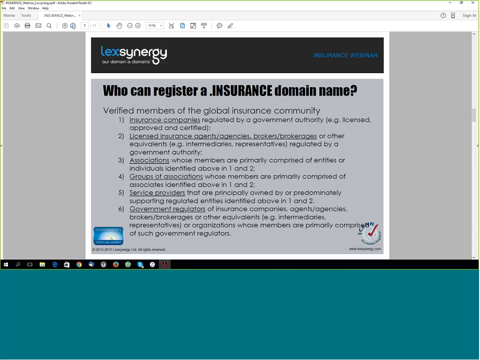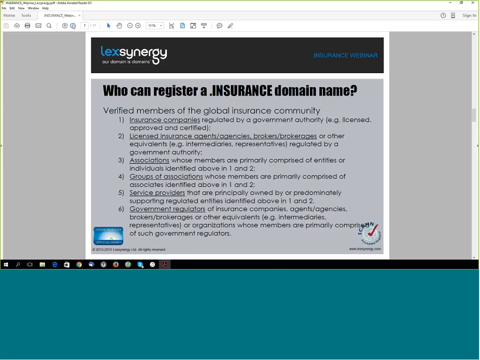As part of the registration process, you'll be required to provide the name of the government authority that regulates insurance companies or agents and brokers in your particular country, as well as a number, which is normally your accreditation or registration number with that organization. It's also possible for service providers that work within that industry to register .insurance domain names, as well as government regulators.